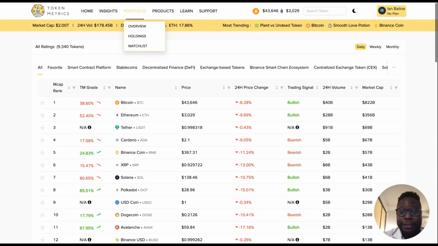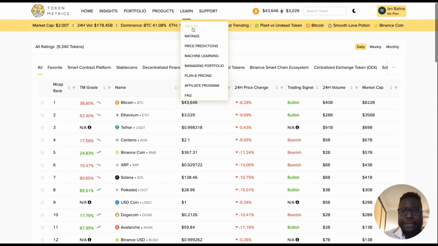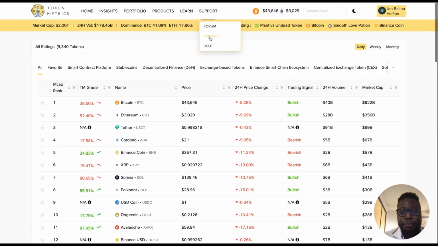Highly requested feature. And we now have an easy tab with products for TMTV, for the affiliate program, the podcast, and coming soon, Token Metrics Academy. The book was the first portion of that, and now we'll also work on adding courses so you can continue to become a better crypto investor. And we'll add tutorials, breaking them down by indices, ratings, price predictions, machine learning, managing your portfolio, pricing, affiliate program, and frequently asked questions, and support via the forum or contacting actual support in our help section. All right, so without further ado, let me go through and show you everything that is new in the platform.